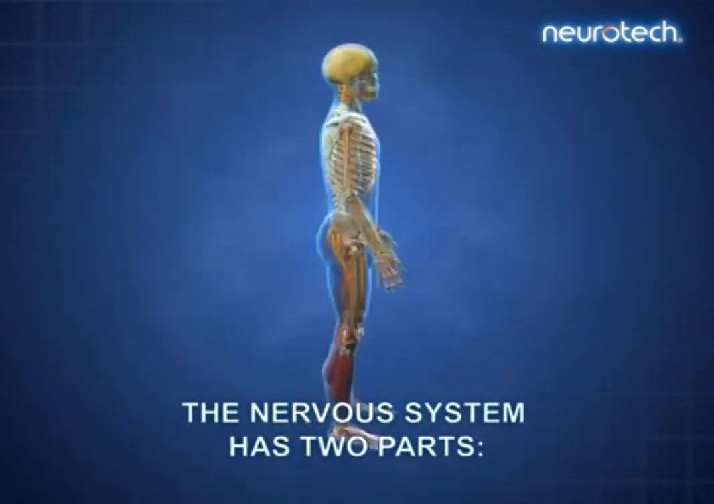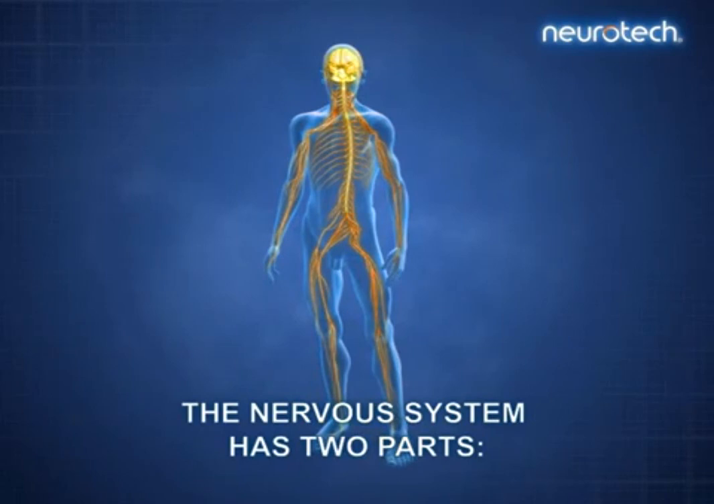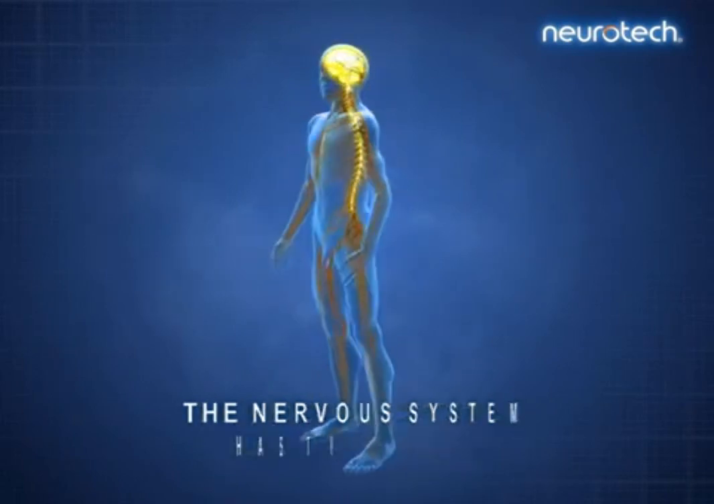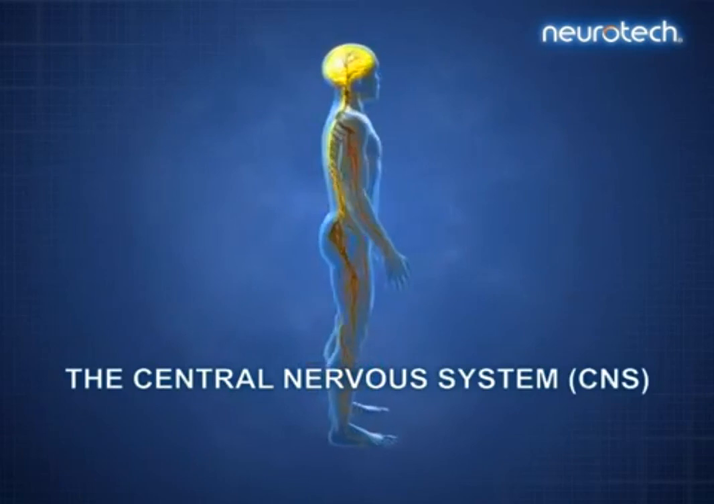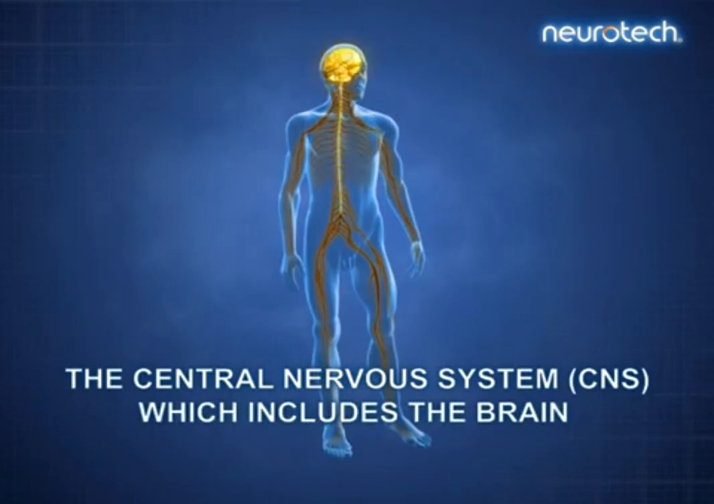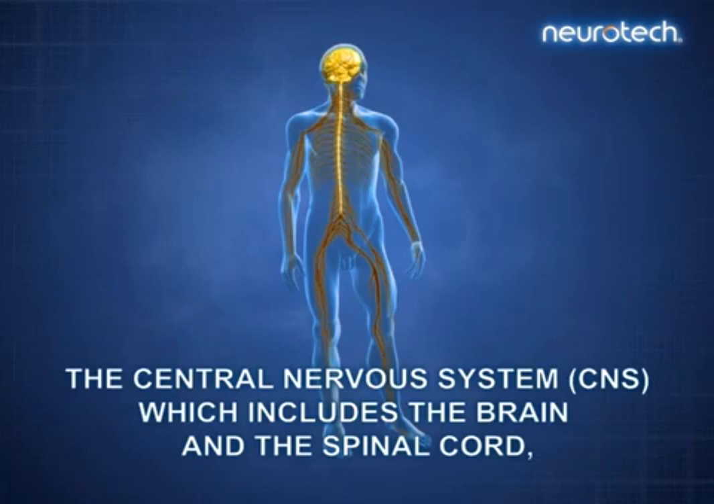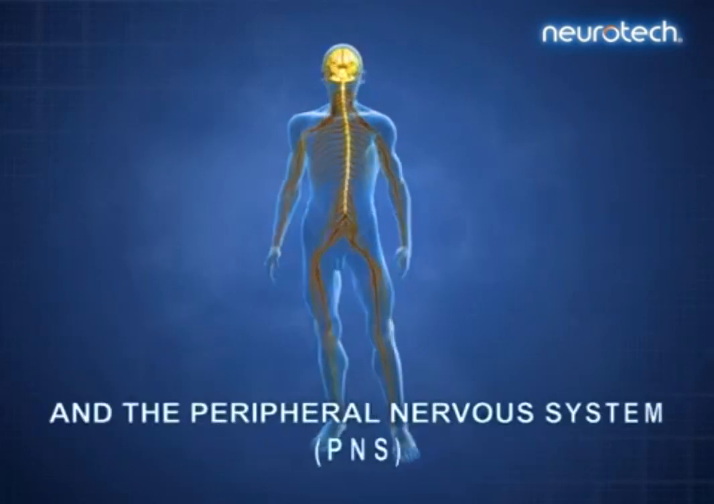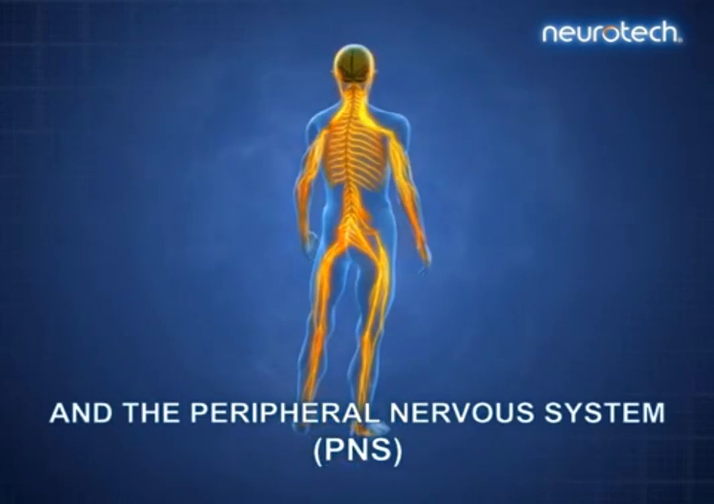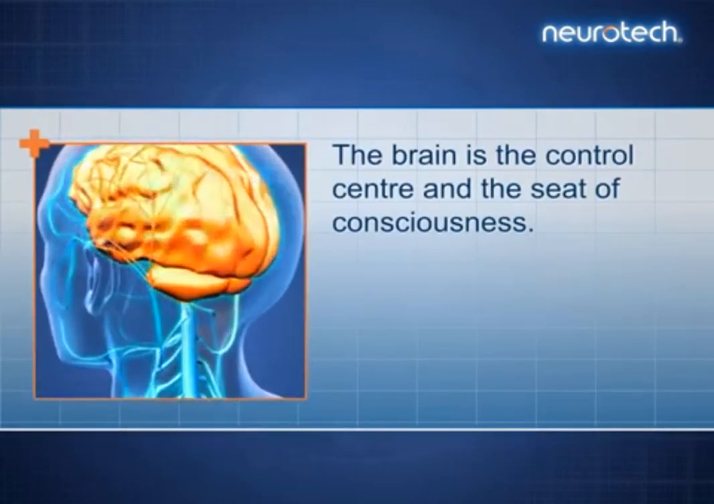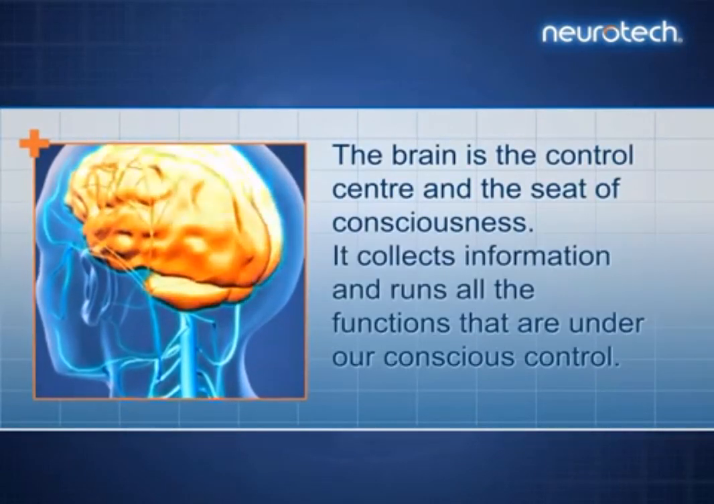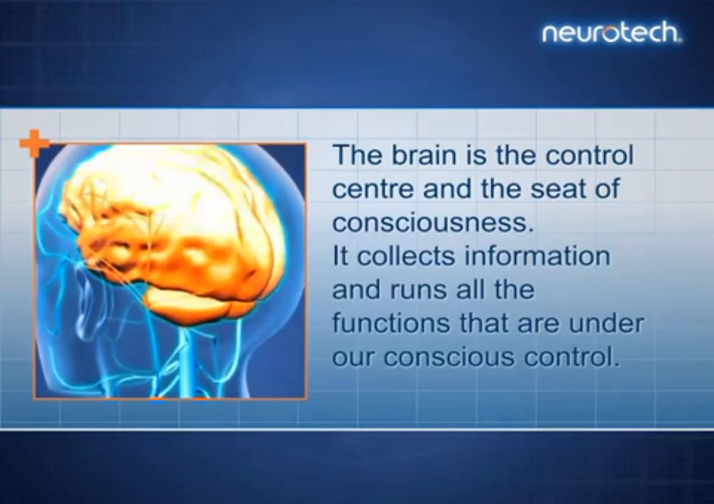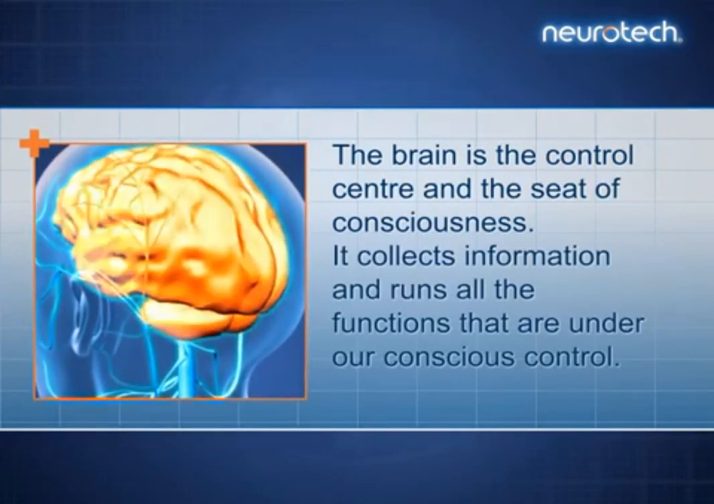The nervous system has two parts. The central nervous system, CNS for short, which includes the brain and the spinal cord, and the peripheral nervous system, PNS for short. The brain is the control center and the seat of consciousness. It collects information and runs all the functions that are under our conscious control.